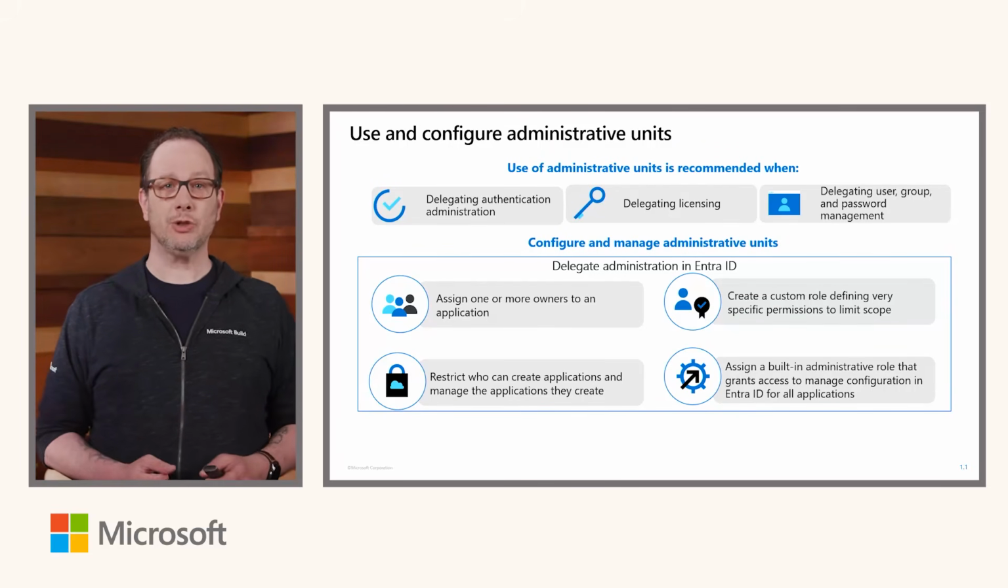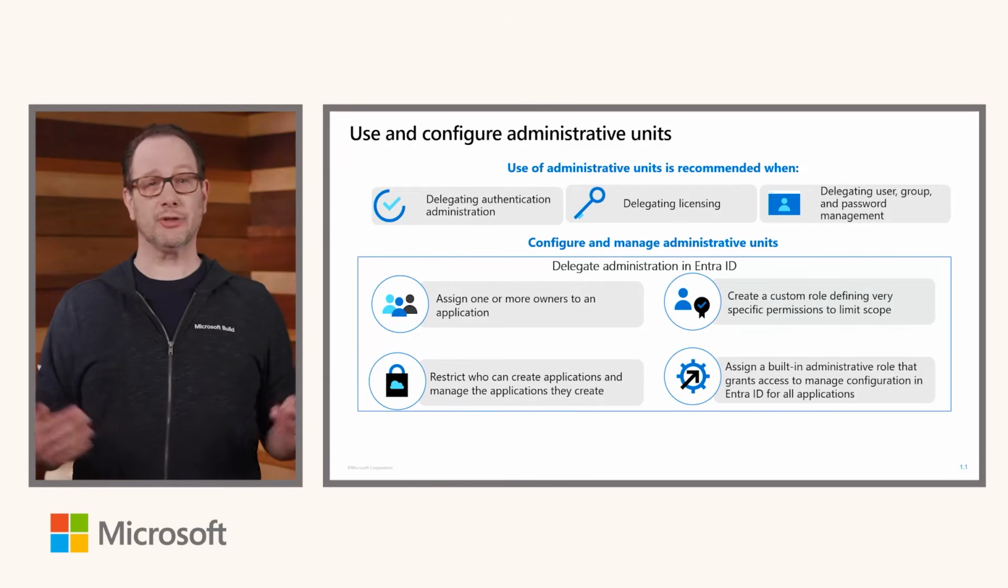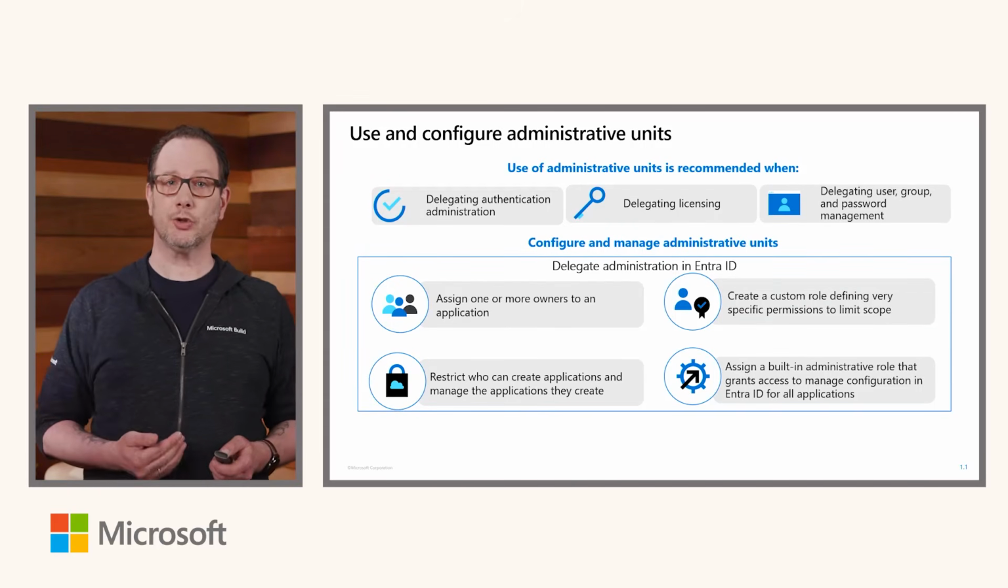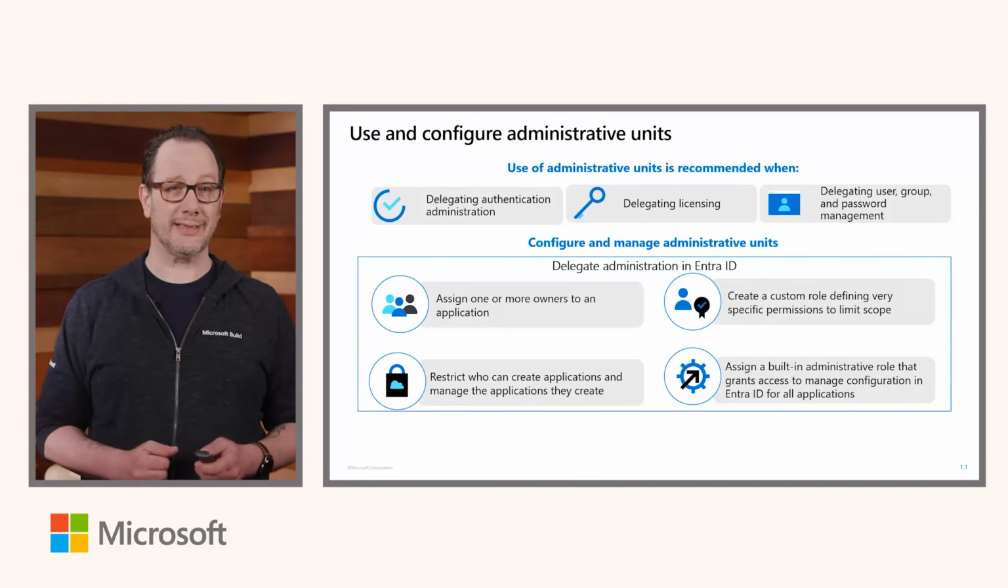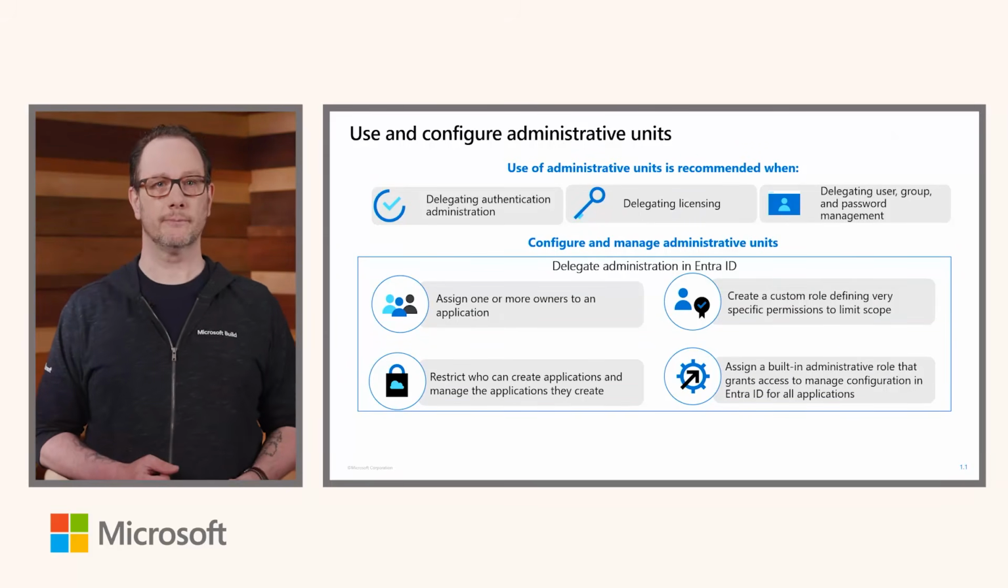An example of an administrative unit scenario is a business unit manager providing access to developers to work on a business-specific application running in, for example, a dev and test environment.